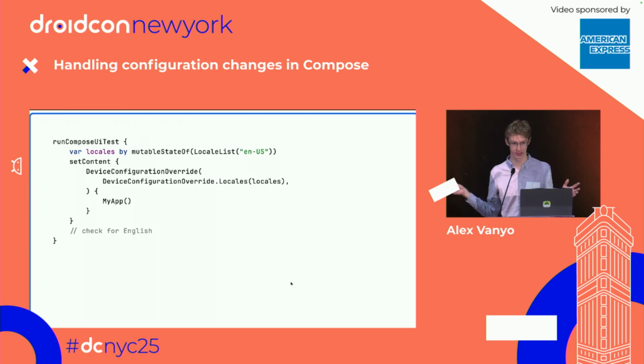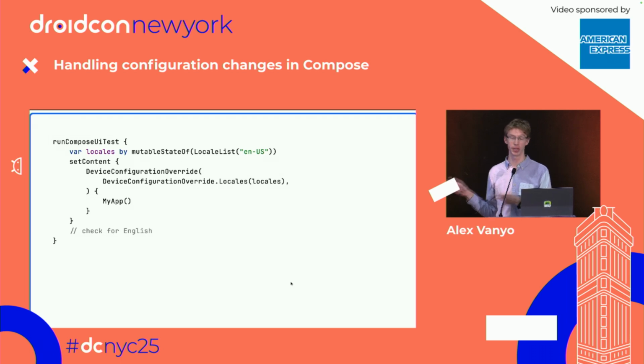How do you test all this? How do you actually verify, if you have a bug like this, write a regression test, make sure it doesn't happen again? And you can, in your tests, actually cause real configuration changes to happen, like rotating the device, resizing, changing locale through system settings.